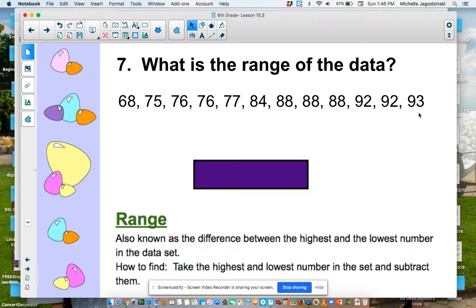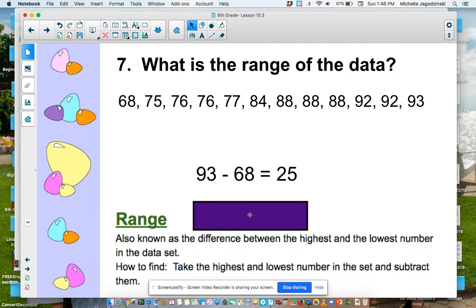Well, if we take a look at our numbers, the highest number is 93, the lowest number is 68, and so the definition tells me to go ahead and subtract them. 93 minus 68 is 25. And so that is what we are going to continue on working on.